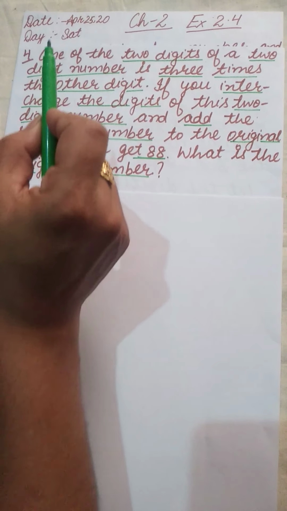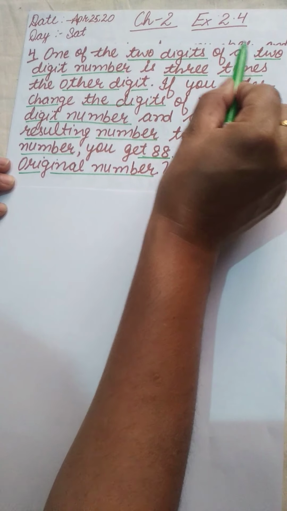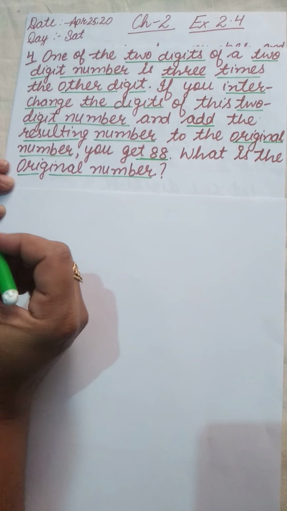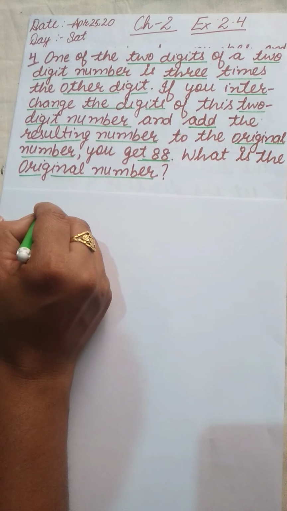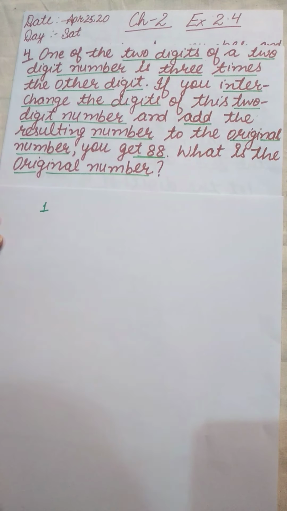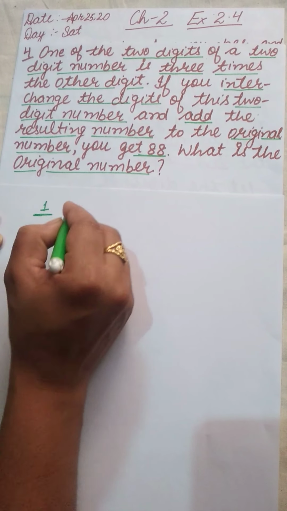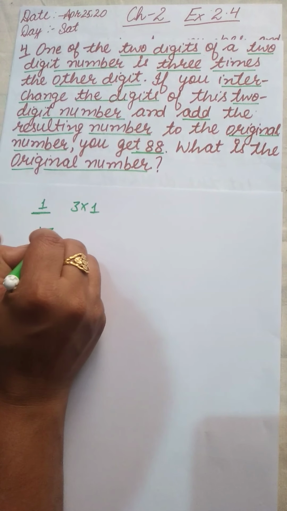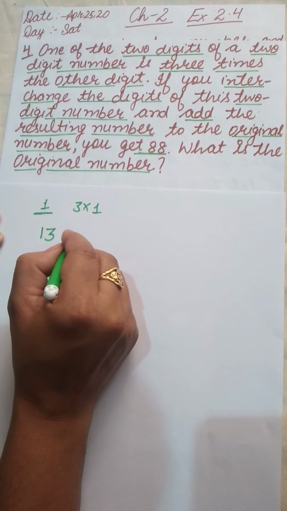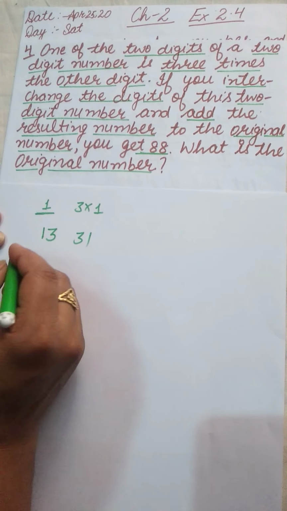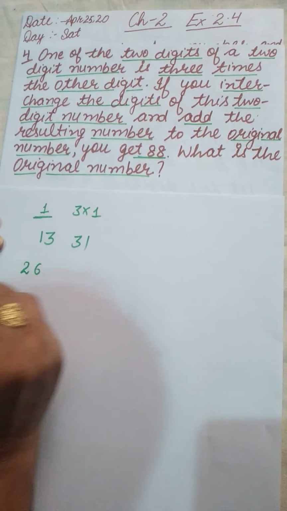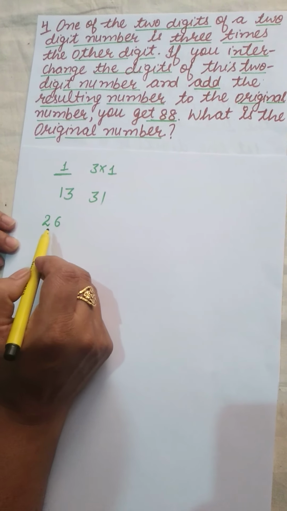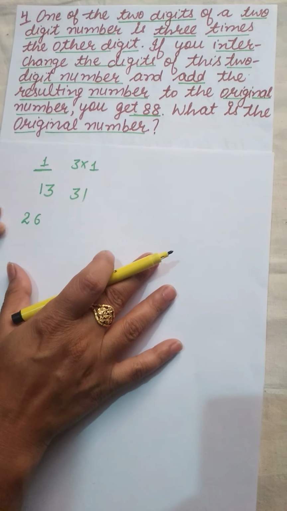Now let's see. One of the two digits of a two-digit number is 3 times the other digit. It means if I am taking one digit as 1, then the other digit is 3 times 1, that is 3 multiply 1. It means the two-digit number can be 13 or 31. Similarly, it can be 20. So in this way we will assume the numbers and continue the question.